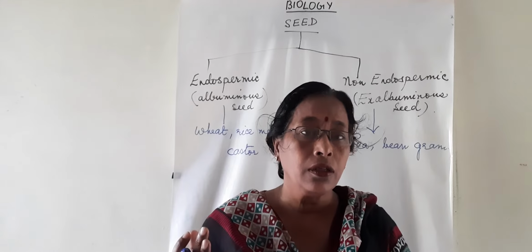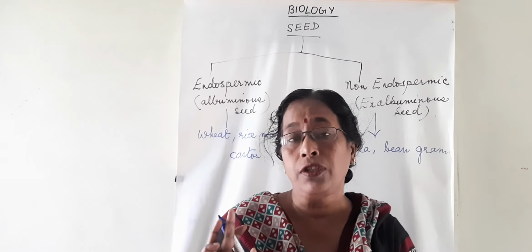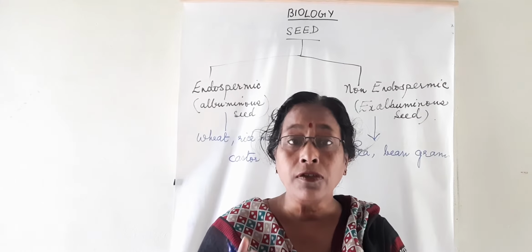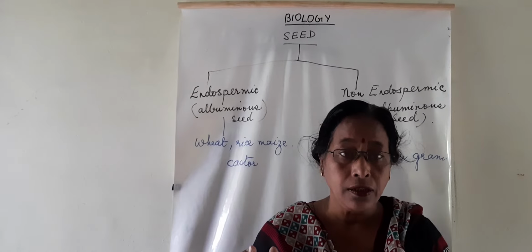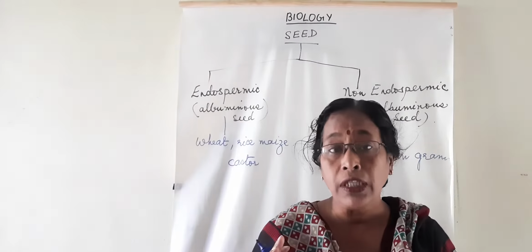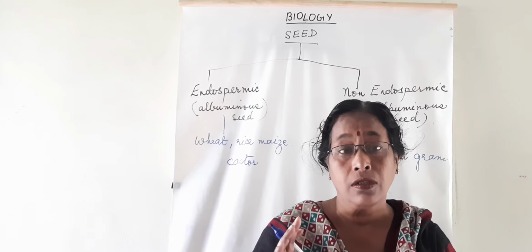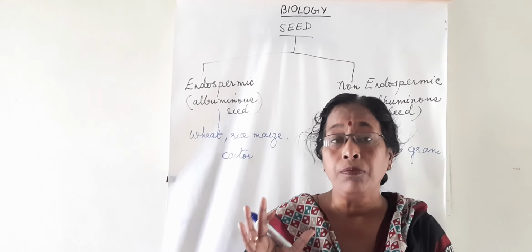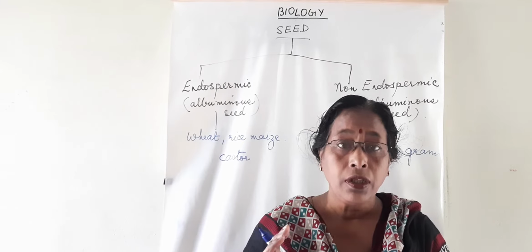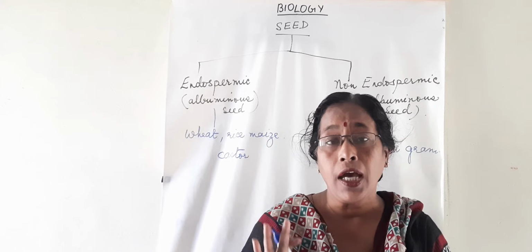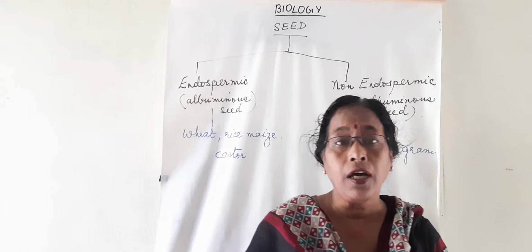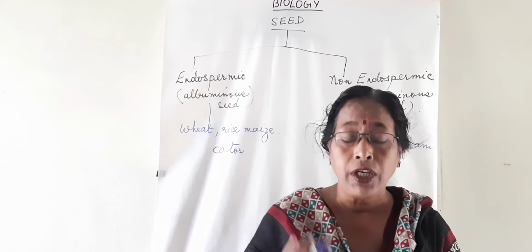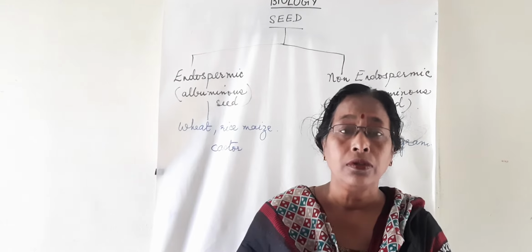If we recall, there is one more type of seed which is known as perispermic seed. In perispermic seeds, some portion of the nucellus persists along with the development of the endosperm. So that type of seed is known as perispermic seed or perisperm. Examples are beetroot, then we have black pepper, they are perispermic.